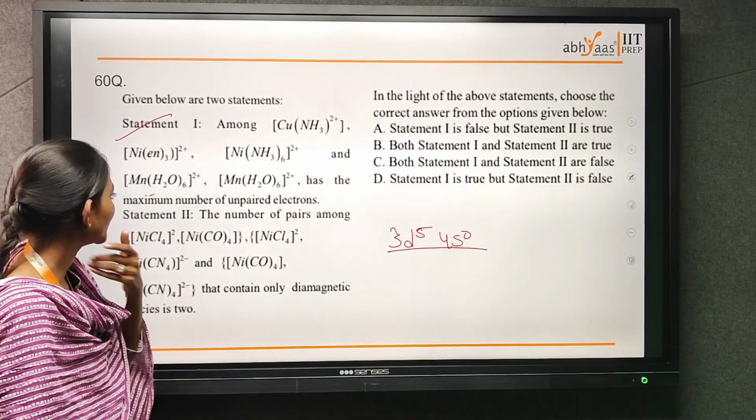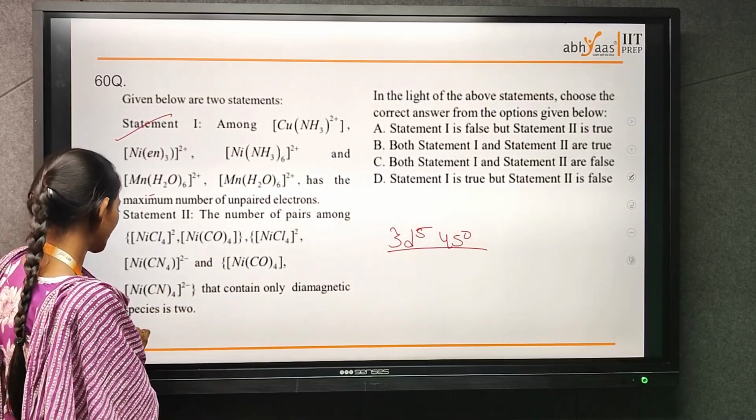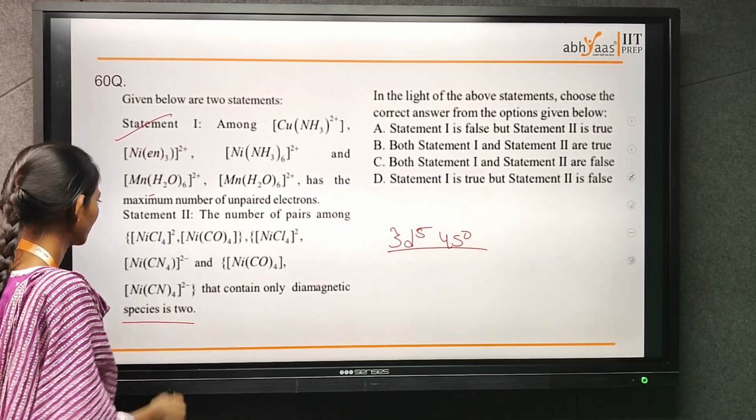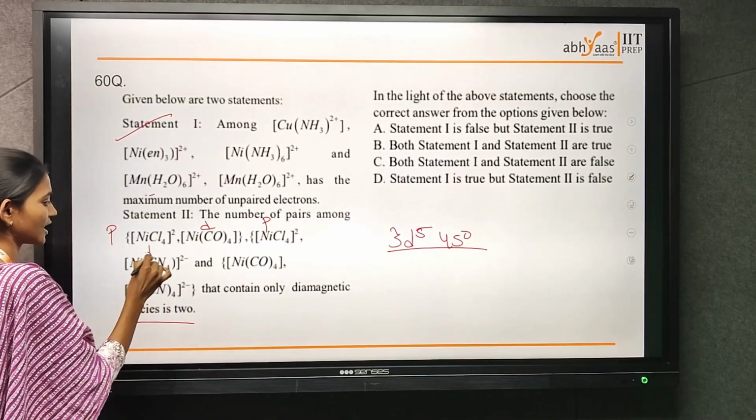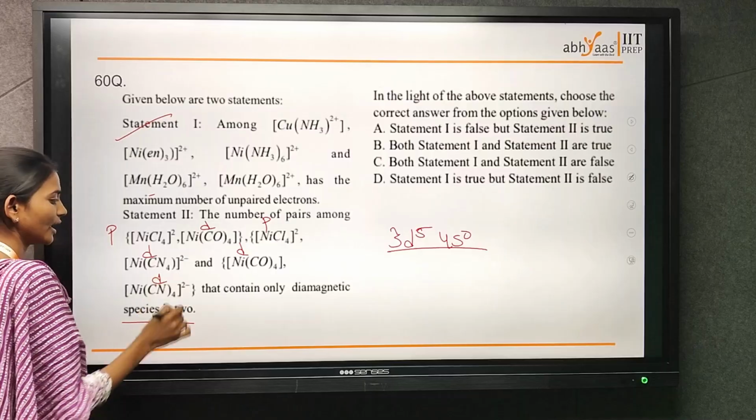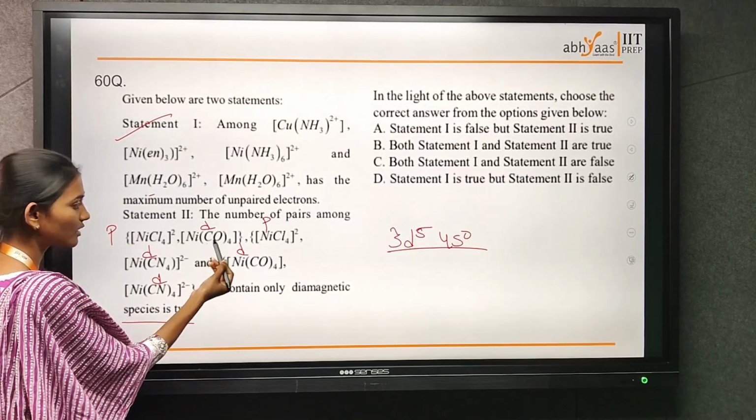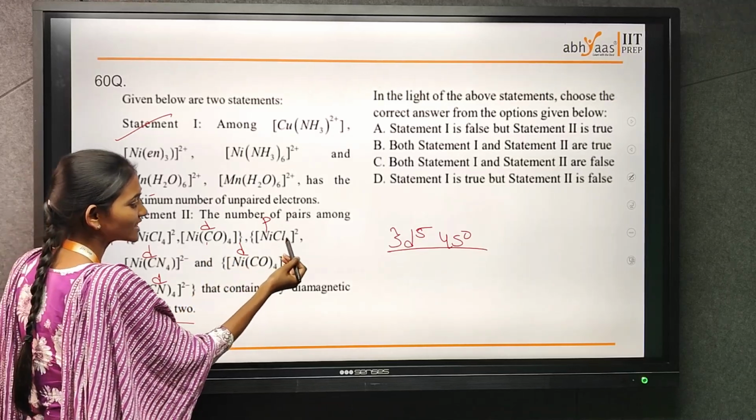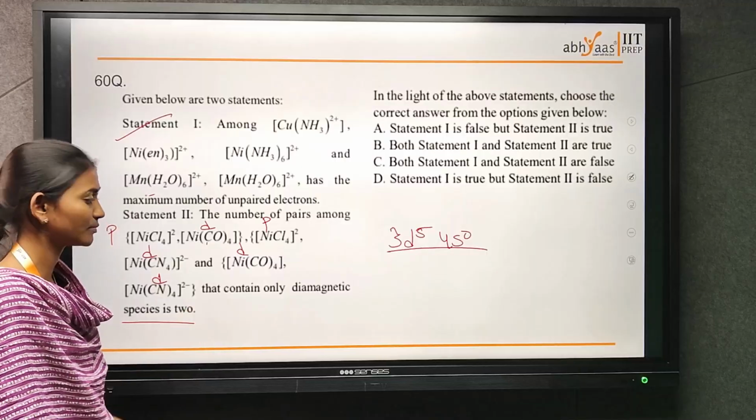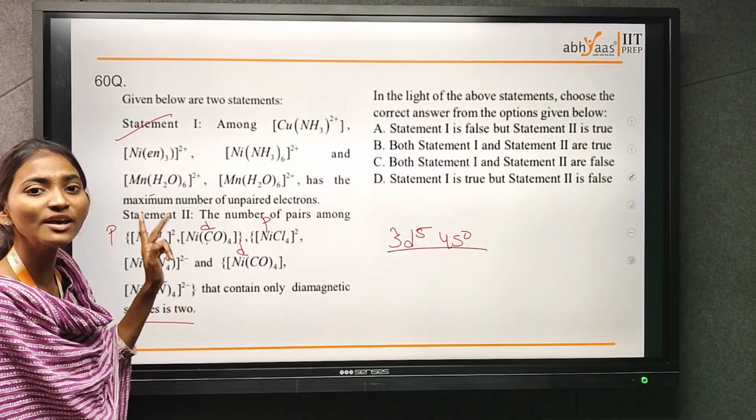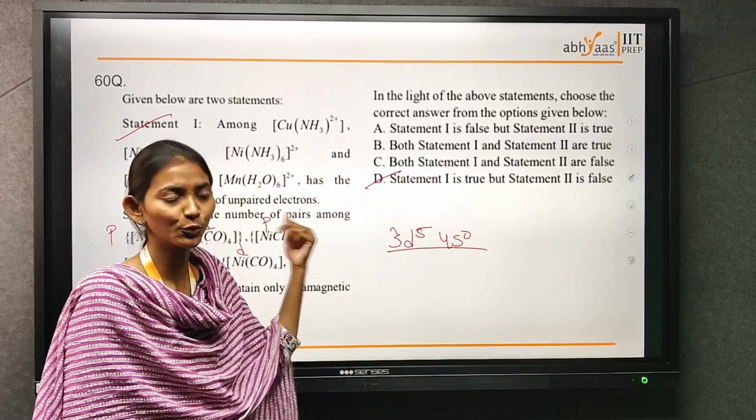Coming to the second statement, the number of pairs among nickel and so on that contain only diamagnetic species. They are asking which is diamagnetic and paramagnetic. See, this is paramagnetic, this is diamagnetic, this is paramagnetic, this is diamagnetic. They are telling two species, among nickel we have Ni(CO)4 and NiCl4, but we have only one diamagnetic species. The statement will be wrong. So statement 1 is true but statement 2 is false. The option will be D.